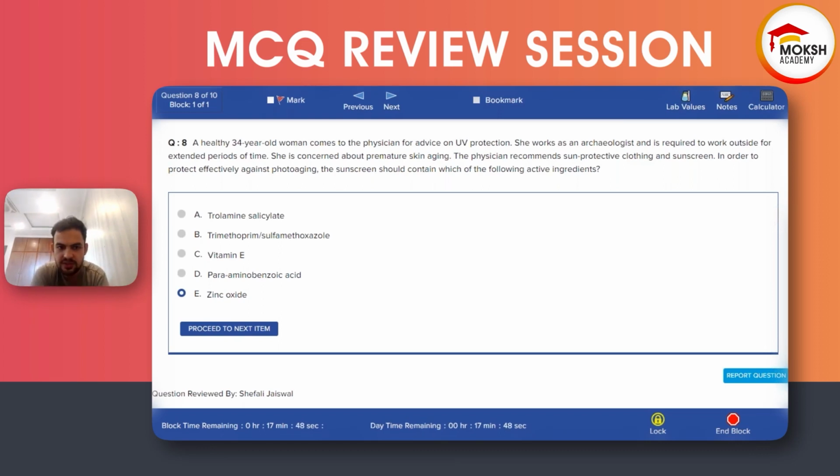The only right option is zinc oxide, which can prevent the penetration of both ultraviolet A and B, which can decrease the photoaging.